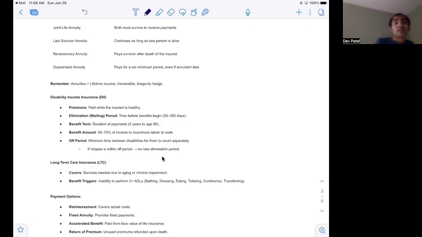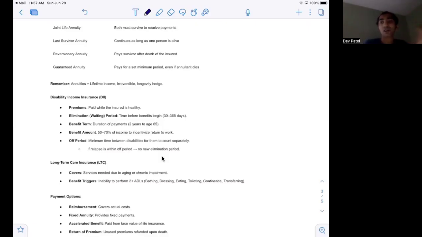And then the off period: sometimes an individual may be disabled, unable to work, but then they return back and then they are disabled again. The off period is to provide a distinction between which two periods can the entire policy be counted the same. So if the off period is, let's say, 2 months, and the insured is able to work, but then becomes disabled after those 2 months, then those would be considered two separate terms. So then you would have to apply the entire waiting period again and the entire benefit term again.